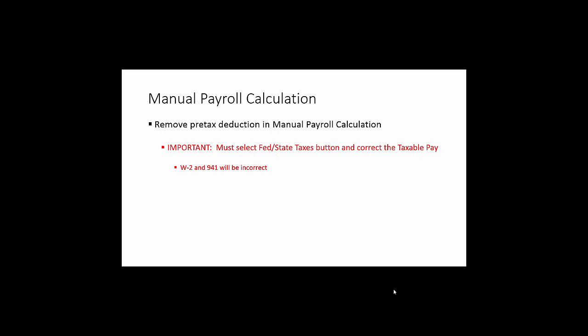This is a common mistake we see. It's difficult to go in and correct it. Most of the time it has to be corrected on the grid in your enhanced tax reporting. So it's easier if you just catch it at the time.